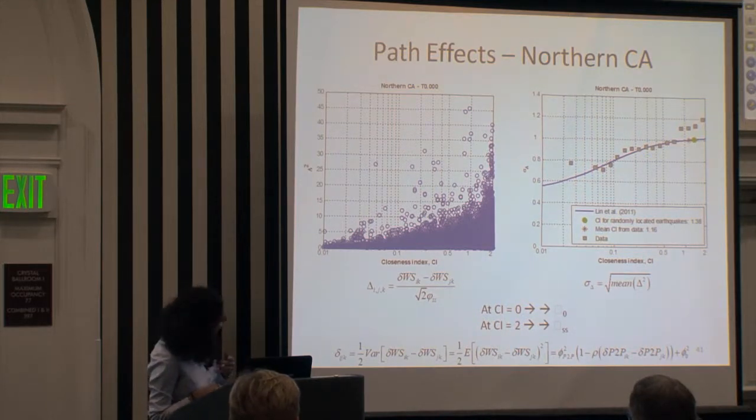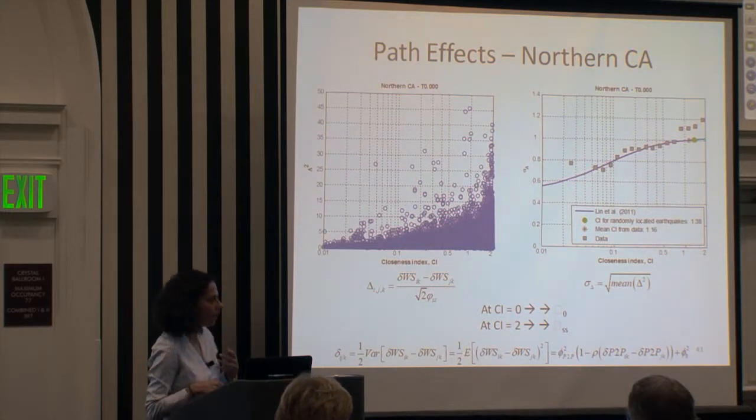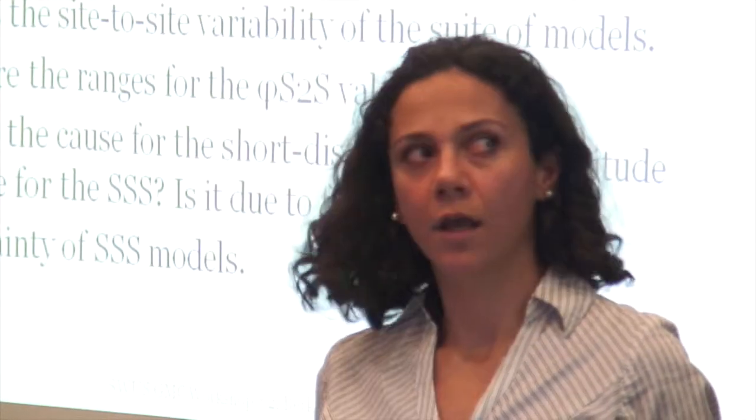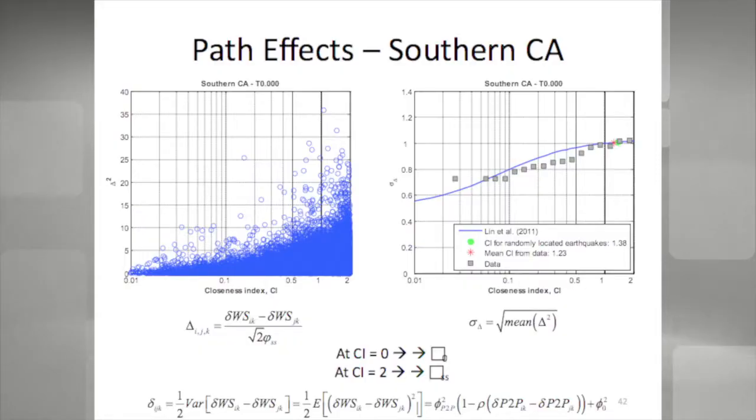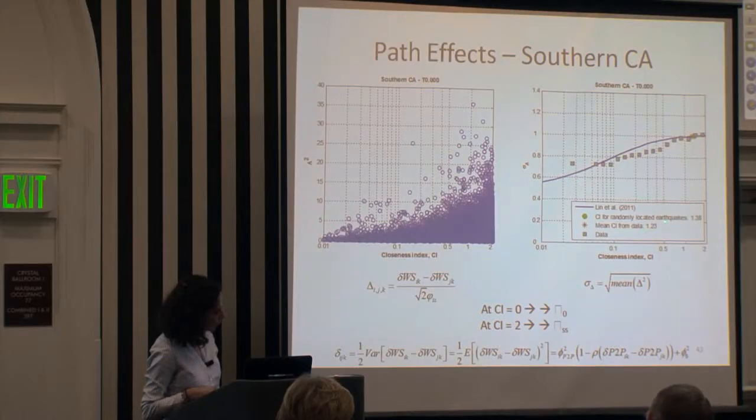So this green data point is the closeness index for randomly located earthquakes, the 1.38, and if I average all these closeness indexes here, I get 1.16. So basically what this tells me is there isn't much path effects for the Northern California data. Same thing for the Southern California. The exact same analysis, and I get a mean closeness index of 1.2.